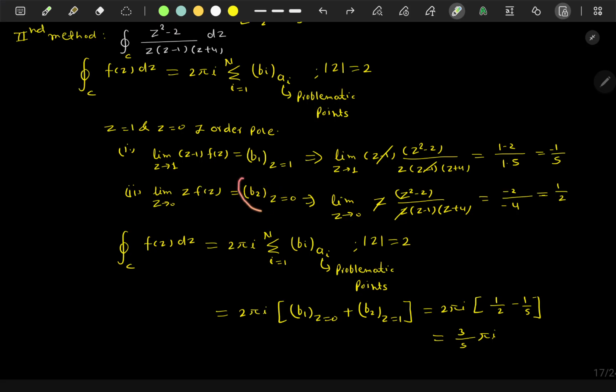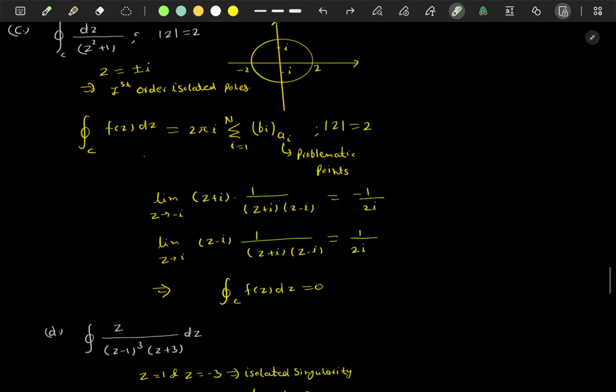And how will we calculate the residue at the point z equal to 0? When you calculate the residue at z equal to 0, it is b0, here 0 will come. So it is b0 at z equal to 0. So z minus 0 times f(z), z will be cancelled out and it gives you 1 by 2. Now put it in the formula, so you'll get 2 pi iota times 3 by 5 iota. So this is another way to solve complex integration.